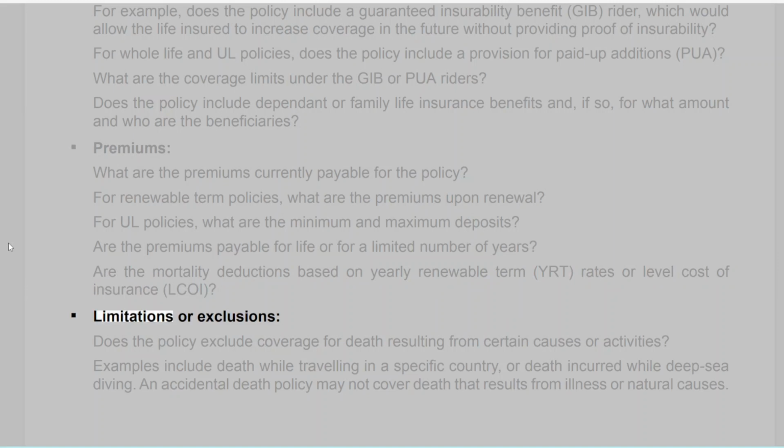Limitations or exclusions. Does the policy exclude coverage for death resulting from certain causes or activities? Examples include death while traveling in a specific country, or death incurred while deep-sea diving. An accidental death policy may not cover death that results from illness or natural causes.